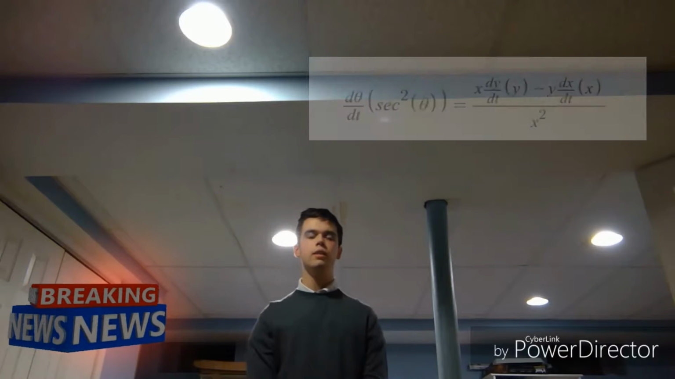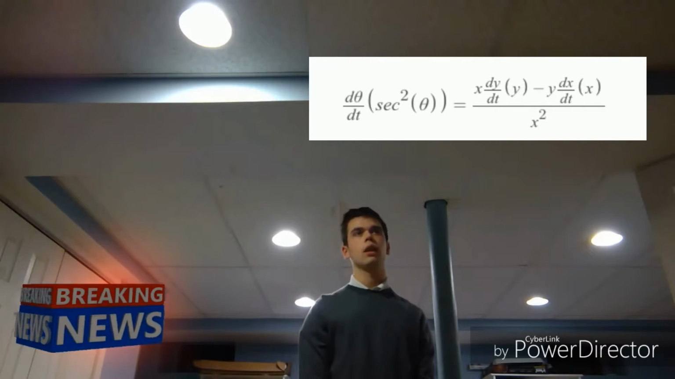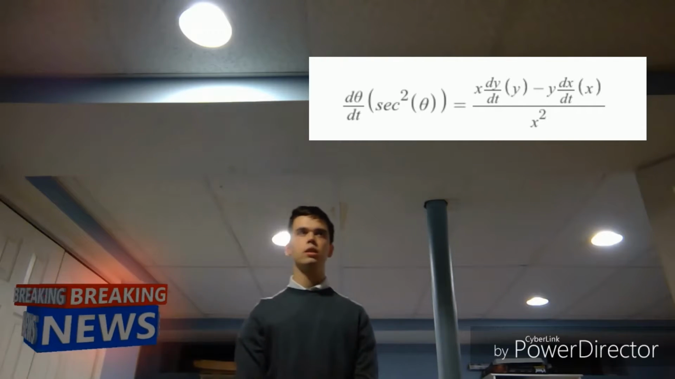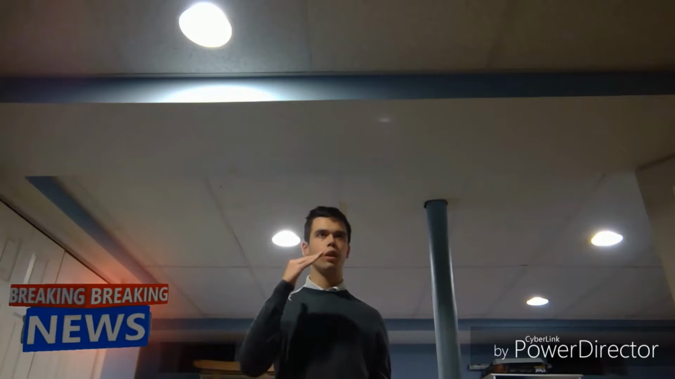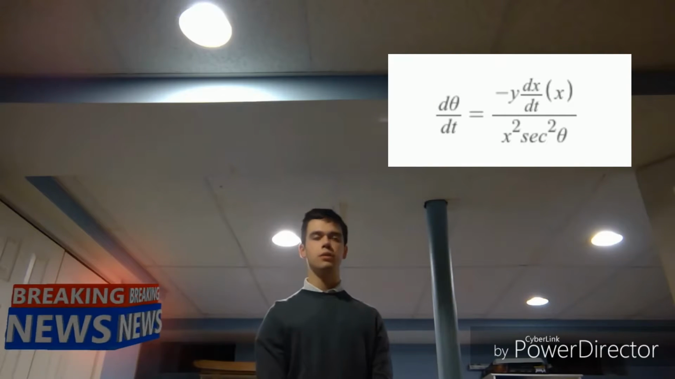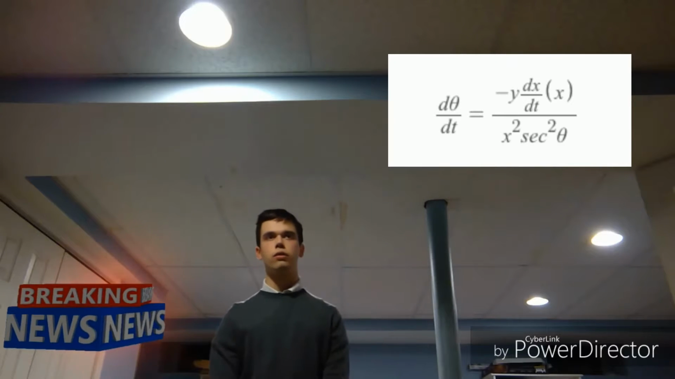get the equation d theta over dt of secant squared of theta is equal to x times dy over dt of y minus y times dx over dt of x, all over x squared. We also know that the missile is flying horizontally and will not change height. Therefore, dy over dt is equal to 0, and this part of the equation can be eliminated, which then simplifies down to d theta over dt is equal to negative y times dx over dt of x, all over x squared times secant squared of theta.